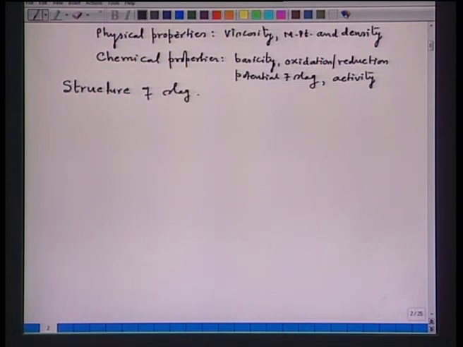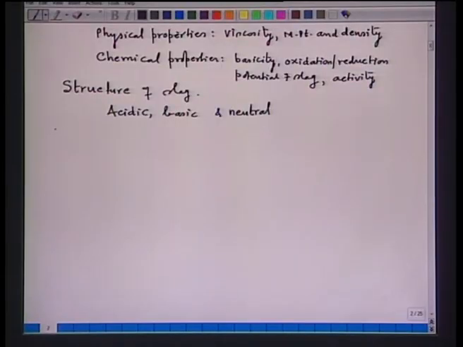Now, slag in steel making consists of acidic oxides, basic oxides and neutral oxides. For example, SiO2 and P2O5 are acidic; CaO, MgO, FeO and MnO are basic; Al2O3 is neutral, that means Al2O3 acts as a base in an acid medium and as an acid in a basic medium. So, let us consider the structure of pure oxides.